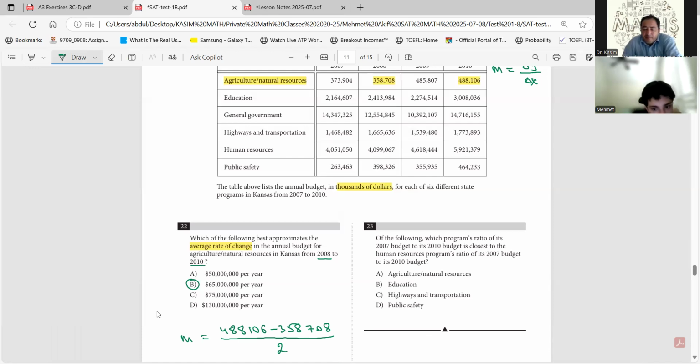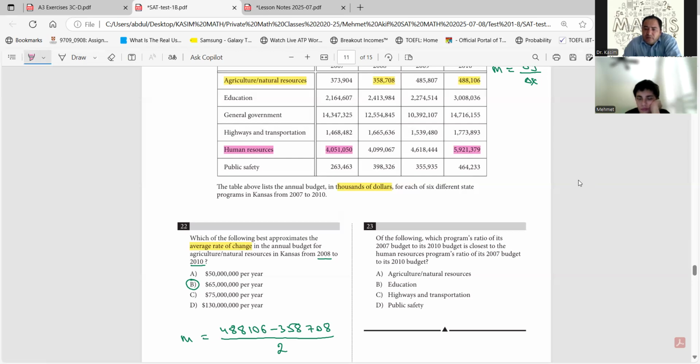Of the following, which program's ratio of its 2007 budget to its 2010 budget is the closest to the human resources program's ratio of its 2007 budget to its 2010 budget? Okay, here, human resources. Where's human resources? Here. In 2007, so this one is 2007 and 2010, right? So first, what do you think? How are we going to calculate this?